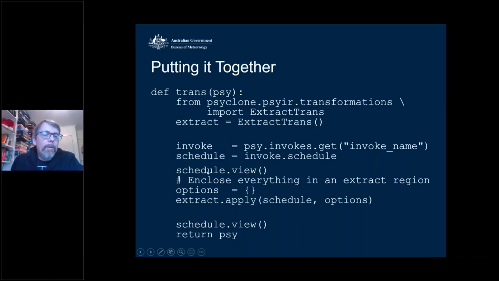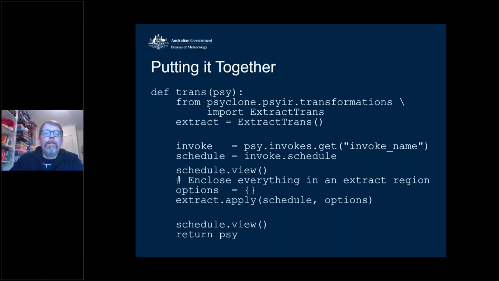This is basically debug output. You want to see what the schedule looks like before. Then you define the options. Now, in this case, it's empty and you might leave it out. I just put it here for your convenience in some of the exercises later. Then you apply the extract transformation to the schedule and look at the schedule again. At the end, you return the Psy object to PSyclone, which will then create the code for you.